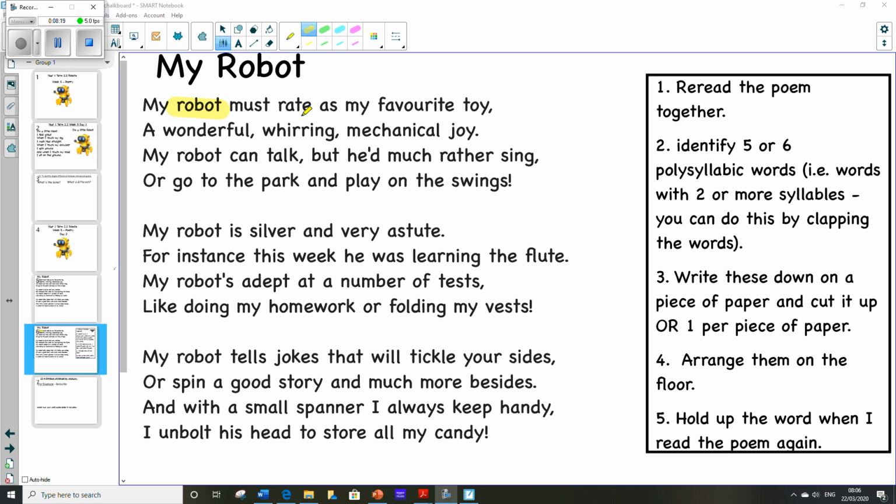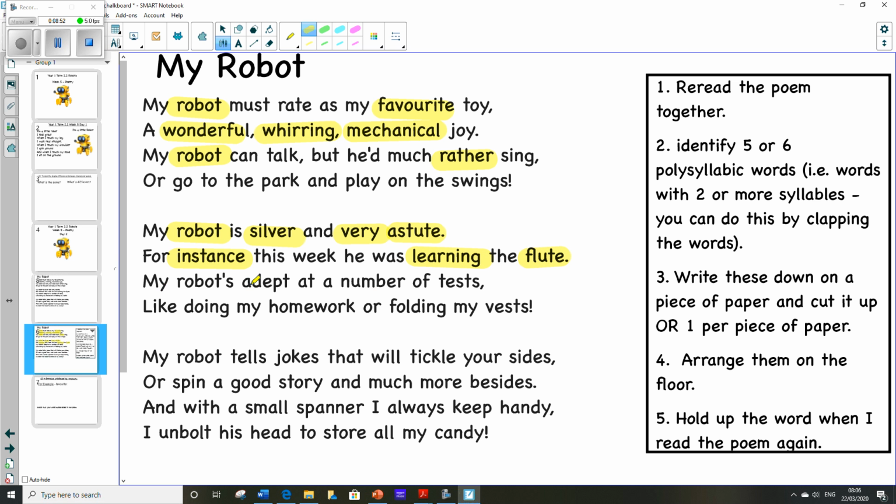My robot must rate as my favourite toy, a wonderful whirring mechanical joy. My robot can talk, but he'd much rather sing, or go to the park and play on the swings. My robot is silver and very astute. For instance, this week he was learning the flute. Can you imagine that, year 1?